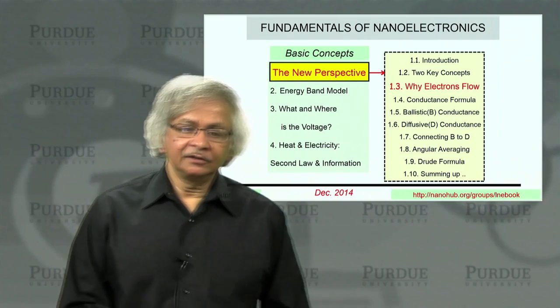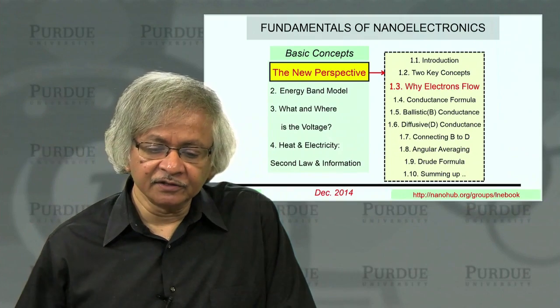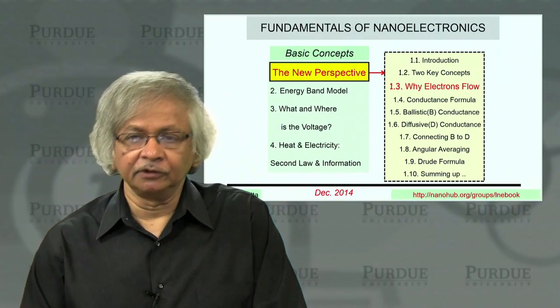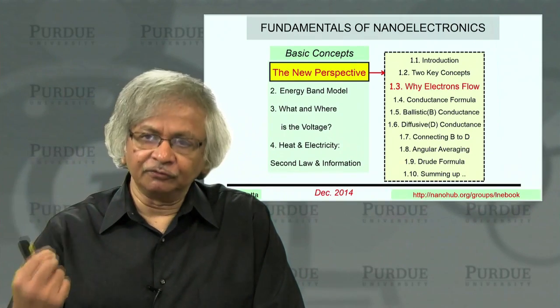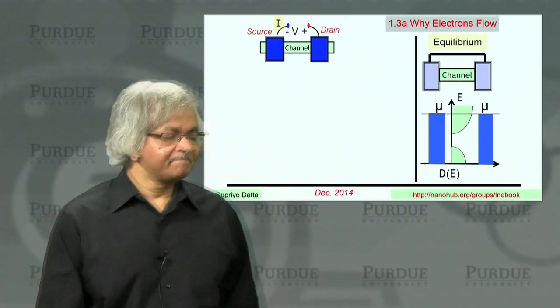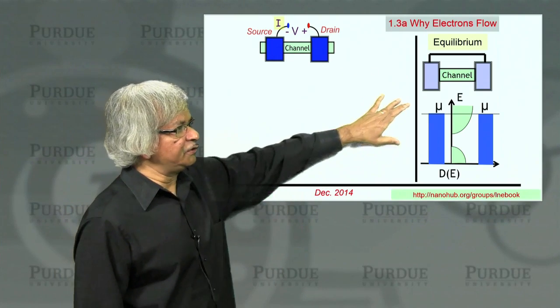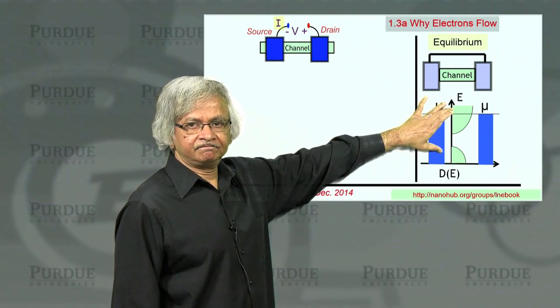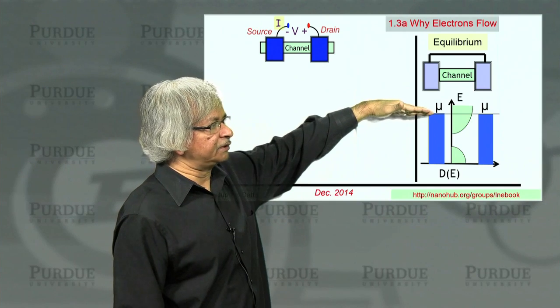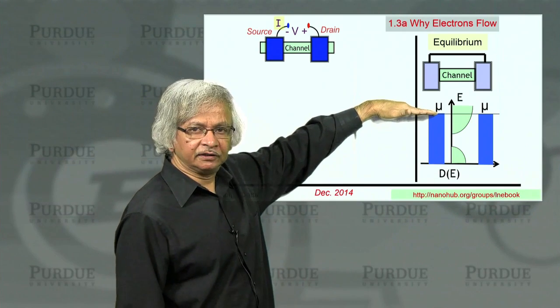Welcome back to the first unit of our course, the new perspective. So this is the third lecture where we'll talk about current flow and obtain an expression for the current through a nano device. As we discussed in the last lecture, the first thing you need is the density of states and the electrochemical potential, which tells you how far these states are filled.